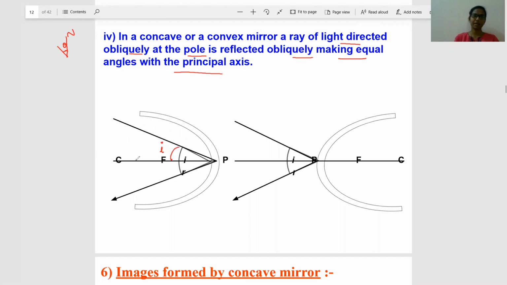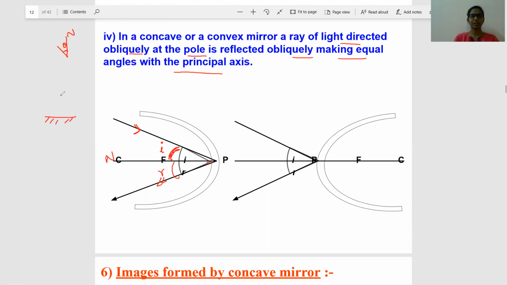That means how much angle it comes in at. Suppose this is the principal axis. So at what angle does it come in with the principal axis? Let us say this is a normal. At whatever angle it comes, the same angle it reflects back. That is the angle of reflection r. This is your second law of reflection, right?